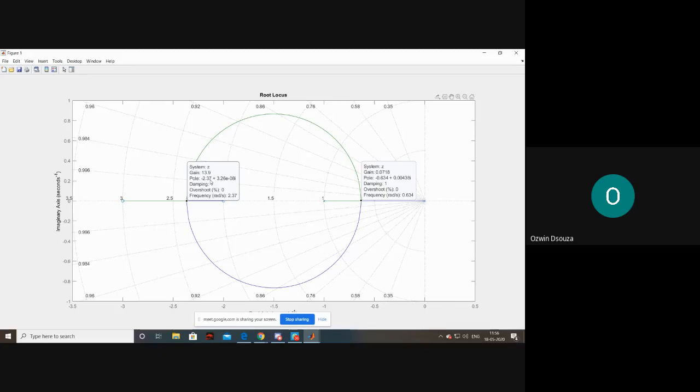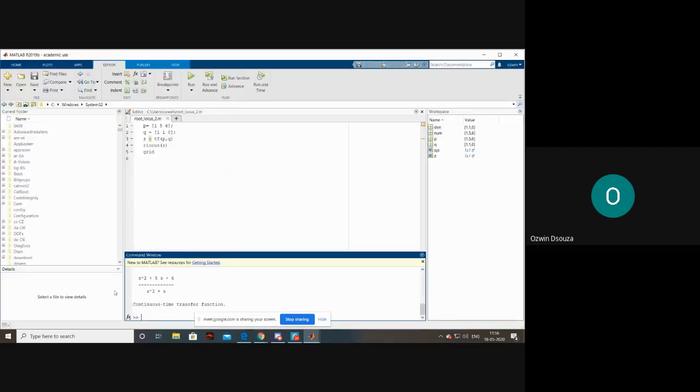In your exam what you have to do is show the breakaway and break-in points, and if there are any k marginal value or intersection with the j omega axis, you can show that as well. All right, so that completes the first problem. Very simple problem basically.